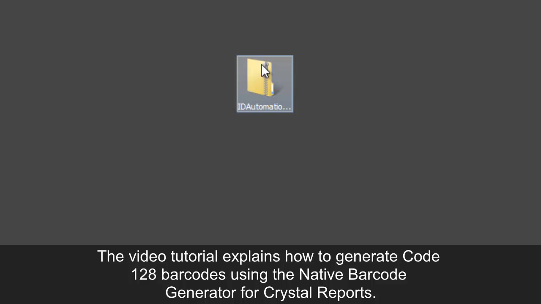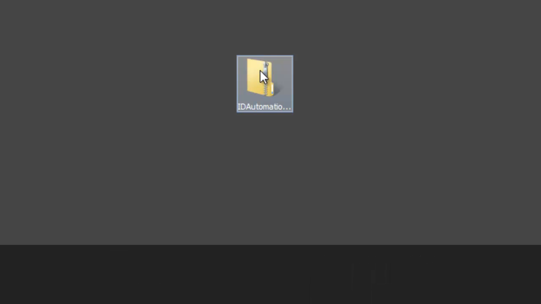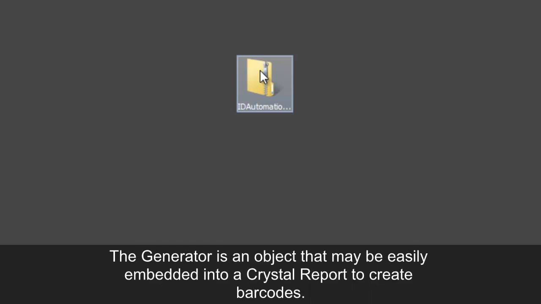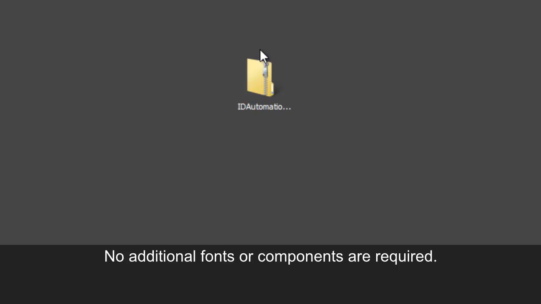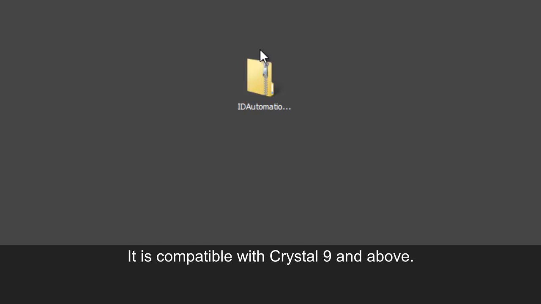The video tutorial explains how to generate code 128 barcodes using the native barcode generator for Crystal Reports. The generator is an object that may be easily embedded into a Crystal Report to create barcodes. No additional fonts or components are required. It is compatible with Crystal Reports 9 and above.